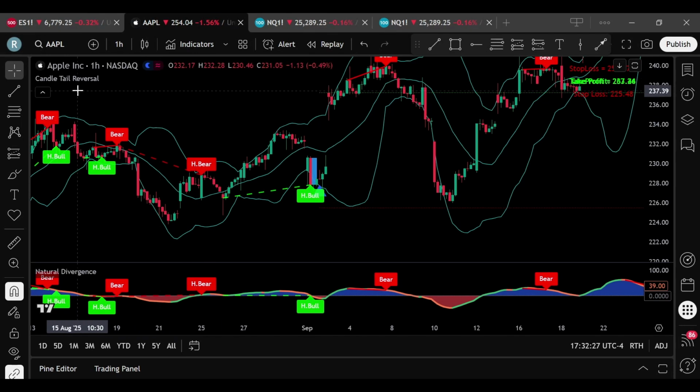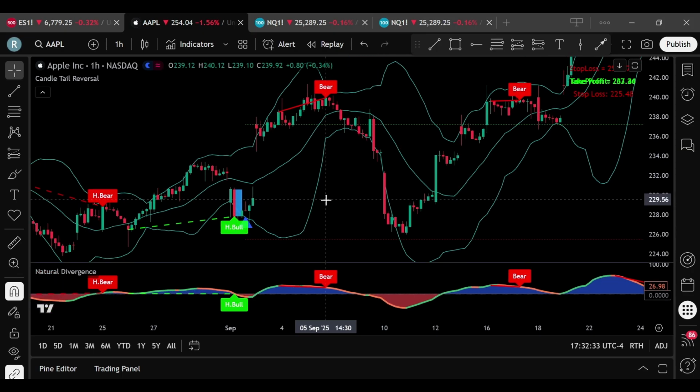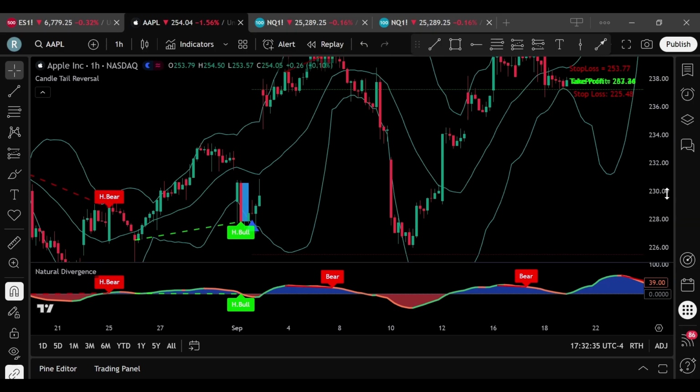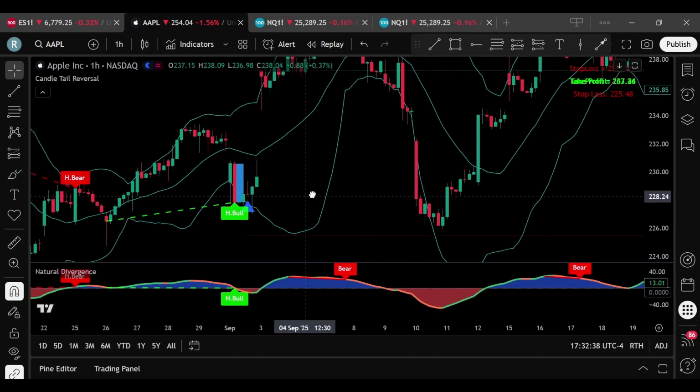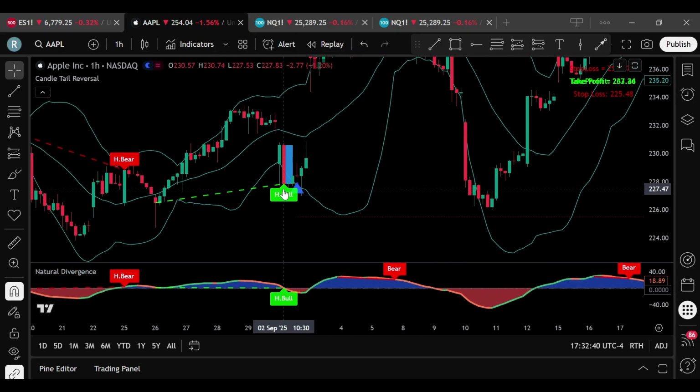And then here we are on the Apple 1 hour chart, just another great example of the same. As I zoom in here, we have hidden bullish divergence forming on this candle, right after we get a bullish buy signal from the candle tail reversal into the discount range of the Bollinger Bands.